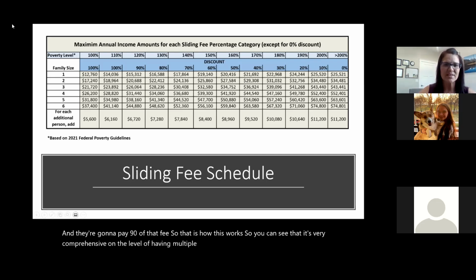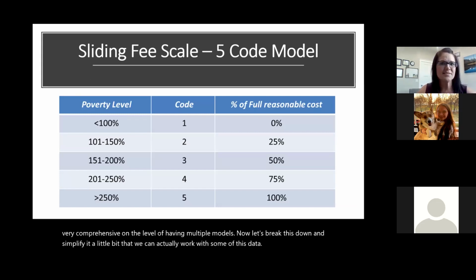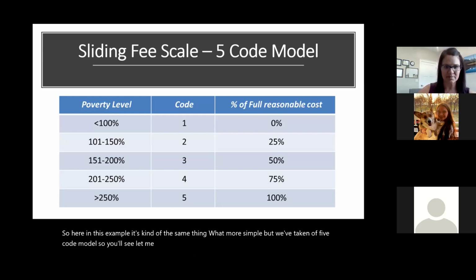Now let's break this down and simplify it a little bit so that we can actually work with some of this data. So here in this example, it's kind of the same thing, a lot more simple, but we've taken a 5-code model. So you'll see, let me go back just a slide and explain this to you.